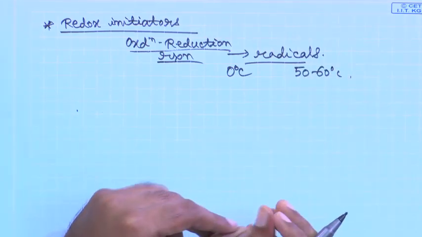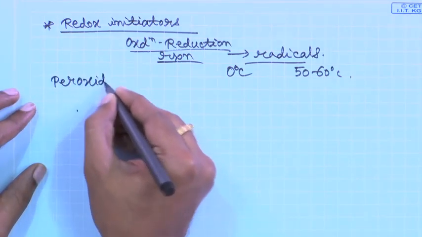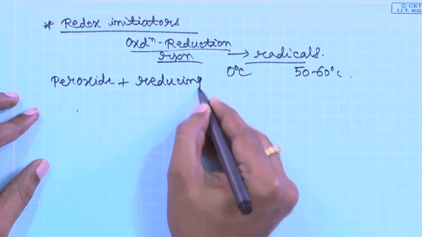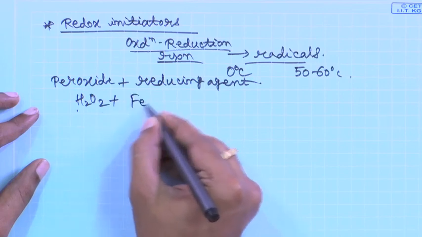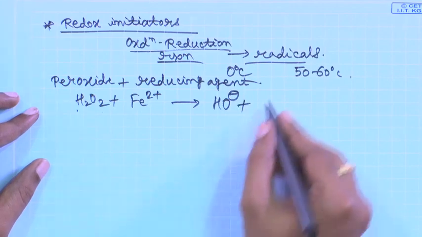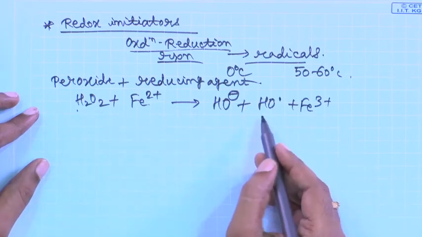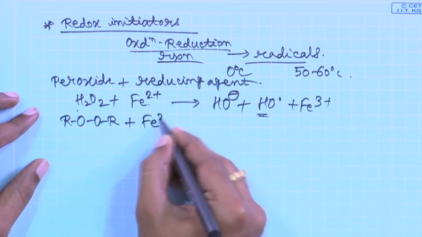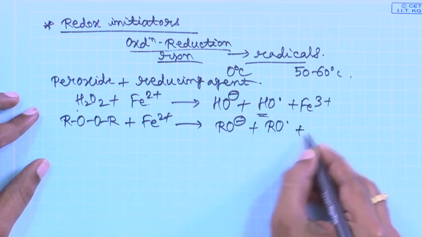Okay. And let us say some example, if you have a peroxide linkage in the molecule, in combination with a reducing agent that can produce a radical. Say if you have hydrogen peroxide with a reducing agent ferrous ion, it can produce OH minus plus OH dot plus Fe3 plus. So, this is being oxidized and this is being reduced. So, you have OH dot, you have a general peroxide linkage, then also you can have RO minus plus RO dot plus Fe3 plus.